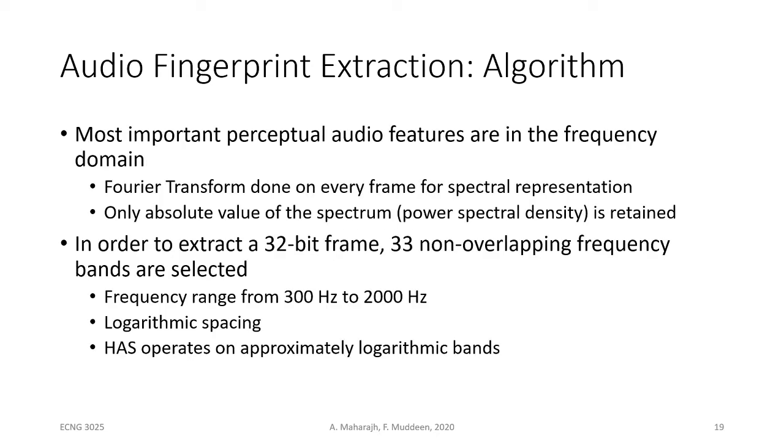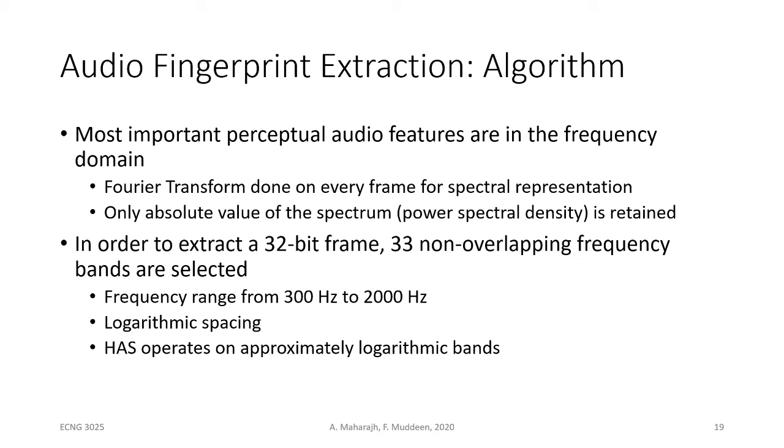The most important perceptual audio features from these frames are going to be in the frequency domain, so this is why we perform the Fourier transform to obtain the spectral representation of each of these frames. What we care about after we do the Fourier transform is that we need to get the power spectral density, or the absolute value, for each of these spectral representations for each frame.